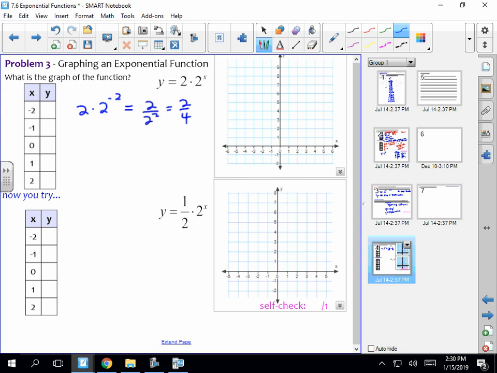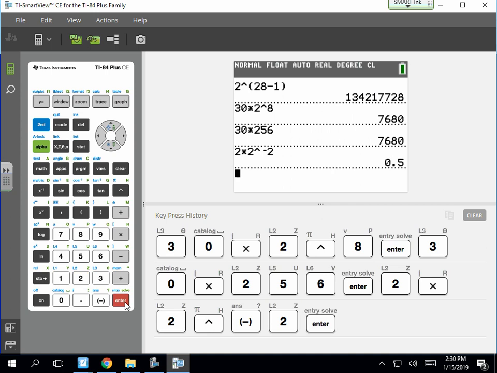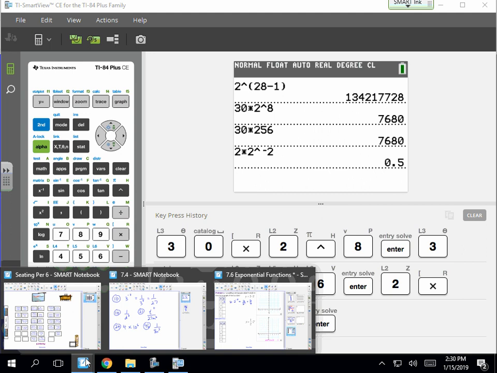Why did you start off with -2? Oh, because it's the x. I'm plugging in the x values. On your calculator, you could type in 2 times 2 to the power of -2, and you'll get the same thing. So use your calculator if you want. But with our understanding of the rules of exponents, we're able to do this by hand. Should be able to.